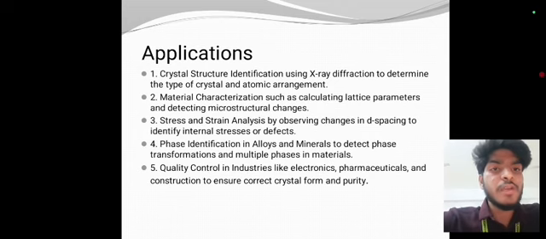These are the applications of interplanar spacing distance.